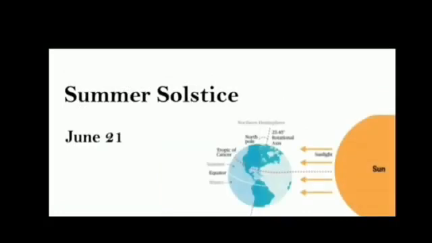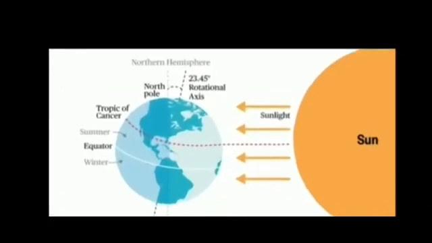Next is the summer solstice, 21st June. On this day, the sun is overhead at the Tropic of Cancer, and the northern hemisphere is tilted towards the sun. As a result, the rays of the sun fall directly on the Tropic of Cancer. As a result, these areas receive more heat. The areas near the poles receive less heat as the rays of the sun are slanting.